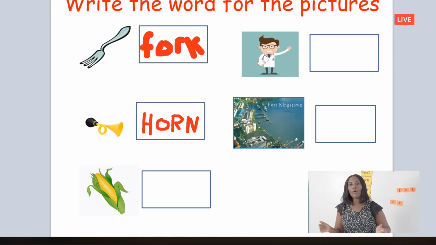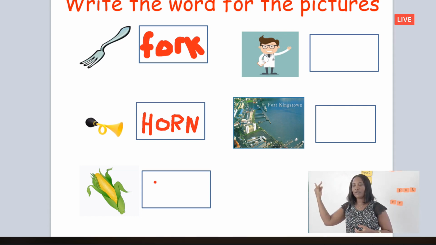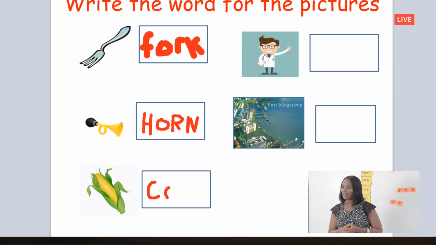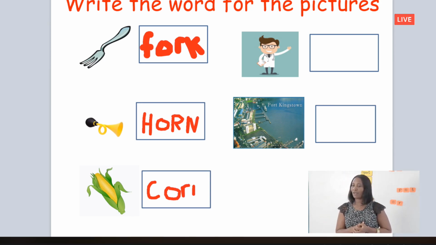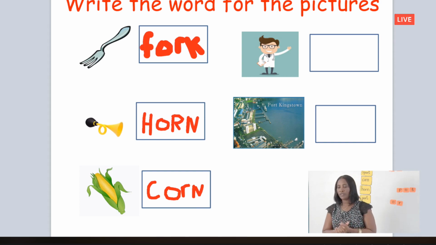Let's try our next word. Corn. Corn. You know what to do. One finger for each sound. Think of the letters that go with those sounds and write it on your own. All right. You should have corn, C-O-R-N, corn. High five yourself.